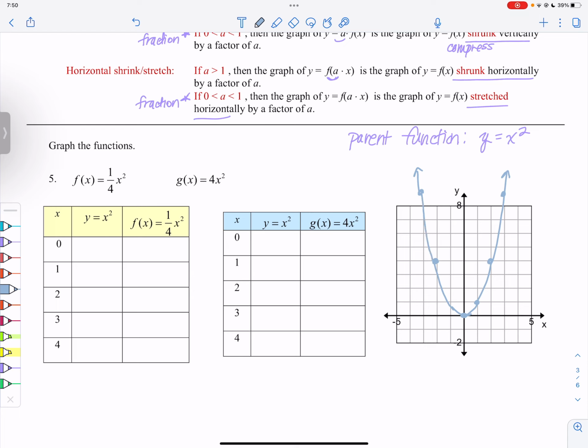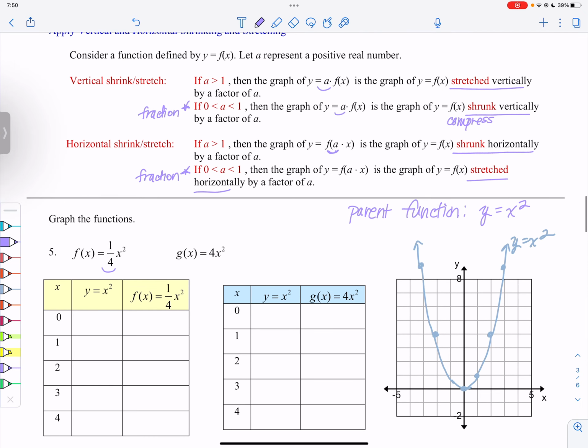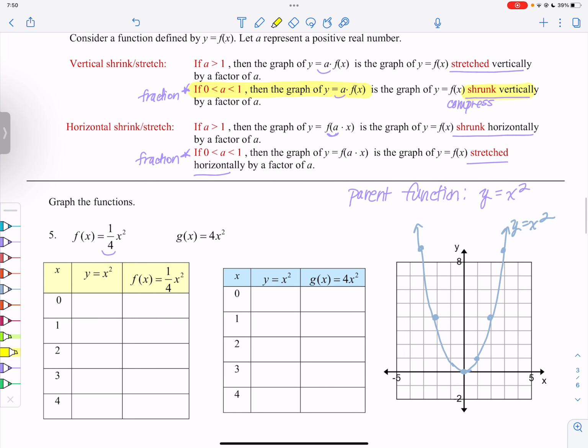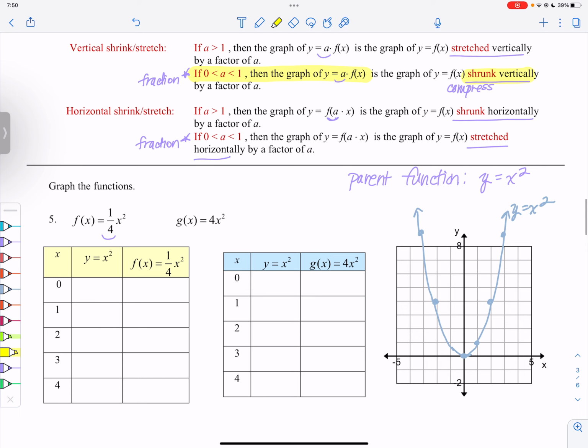Okay, so this is the parent function y equals x squared. Now, as you can see, we have a fraction on the outside of the function being multiplied. So that is this case right here. Okay, and so what does that say? We're going to shrink vertically by a factor of 1/4.